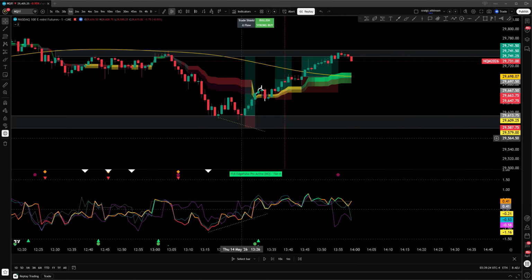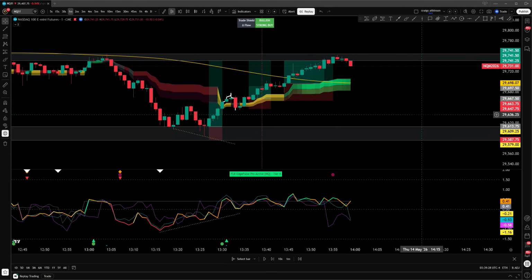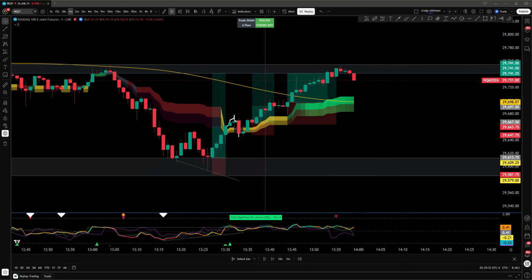Now I want to talk about the vertical line. So the vertical line was created for newer traders. Okay.